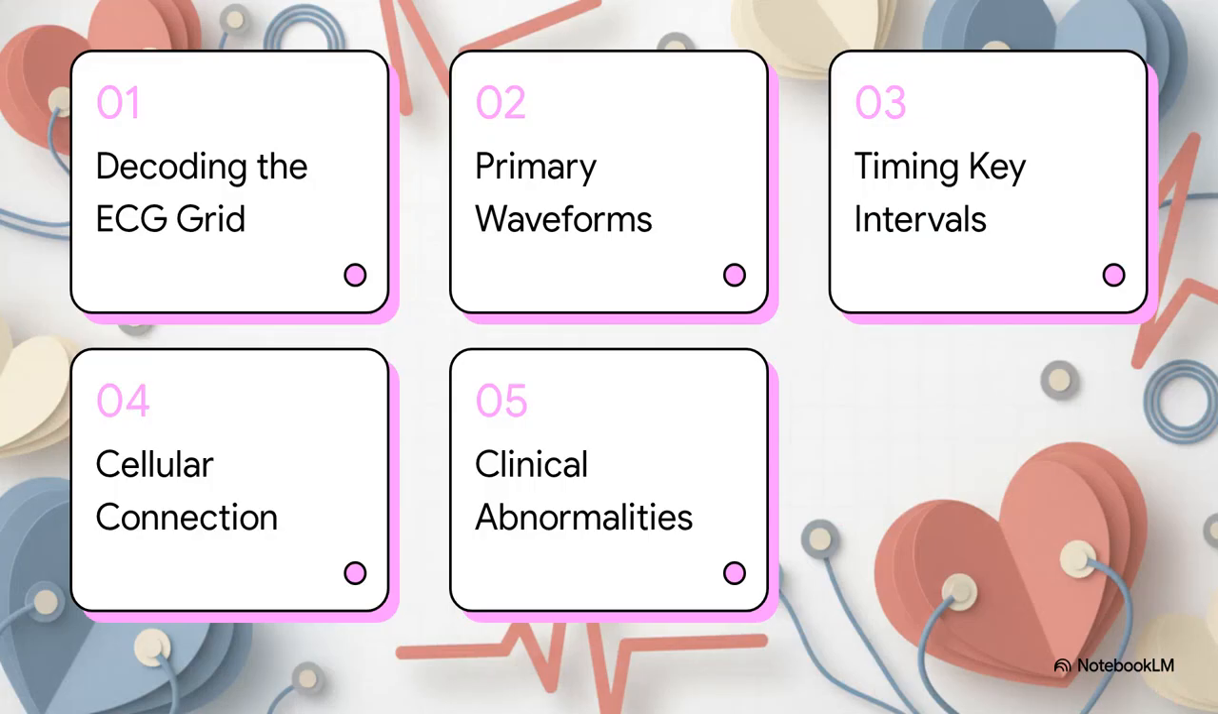Here's the architectural blueprint we're going to build together today to completely lower your cognitive load. First, decoding the ECG grid. Second, the primary waveforms. Third, timing the key intervals. Fourth, the cellular connection. And finally, spotting clinical abnormalities.